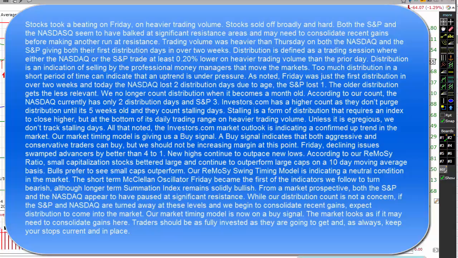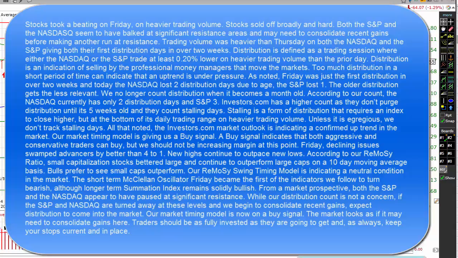That noted, Friday was just the first distribution day in over 2 weeks, and today the NASDAQ lost 2 distribution days due to age. The S&P 500 lost one. The older distribution gets, the less relevant. We no longer count distribution when it becomes a month old. According to our count, the NASDAQ currently has only 2 distribution days, and the S&P 500 has 3.